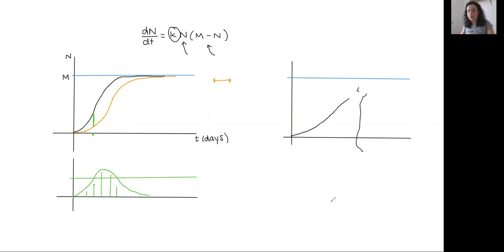Okay, you get where I'm going. This, and then like that. All right, so this is what happens if I make a smaller k.